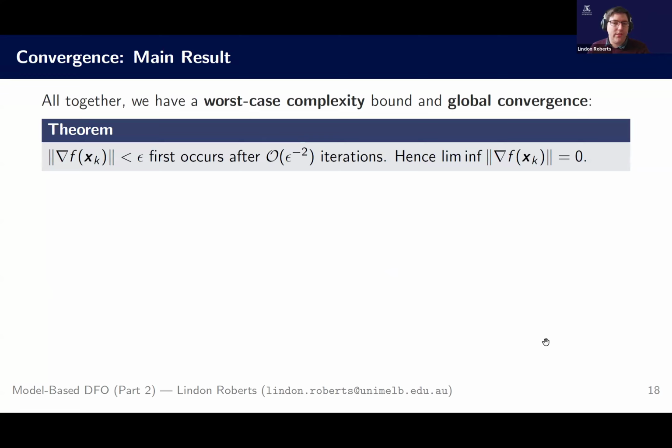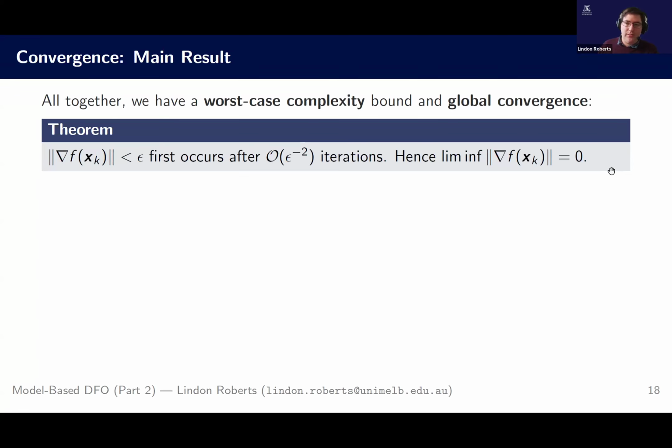So altogether, this gives us a global convergence result. It says under all of these assumptions, for any epsilon, we're guaranteed that at some point the norm of the gradient will drop below epsilon, and that will first occur after at most order epsilon to the -2 iterations. A corollary of that is that the lim-inf of the sequence of gradients goes to 0. So there's a subsequence of gradients that go all the way to 0. With more work, you can prove that the full sequence of gradients goes to 0. So the lim-inf becomes a lim, but I'm not going to prove that.